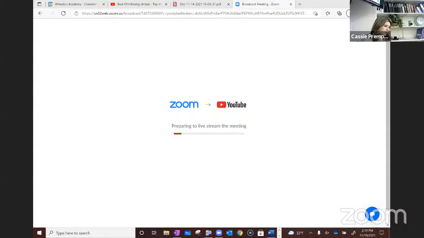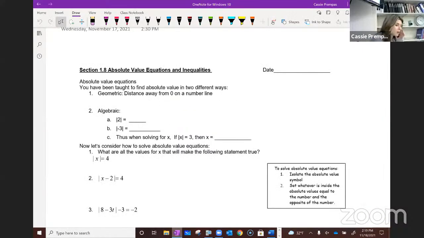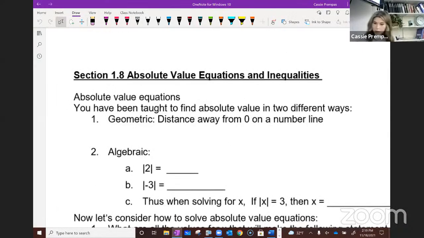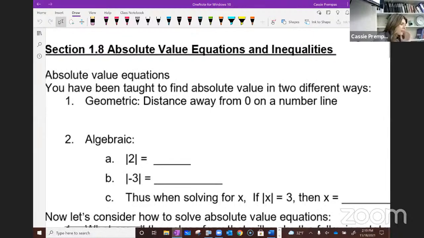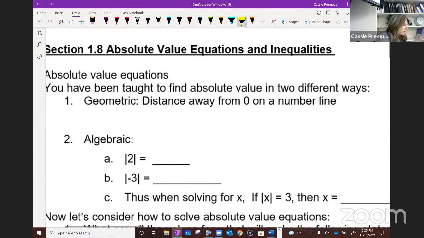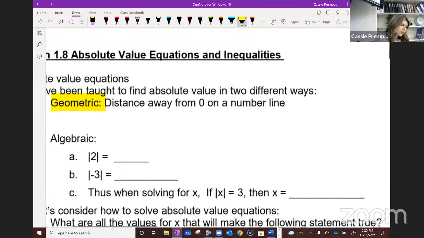Okay, so looking at what we're looking at today, we are looking at absolute value. And in order to understand this well, it'll probably be best to go back to the two different ways that you were probably taught absolute value. The first is the geometric definition, which is absolute value defined as the distance away from zero on a number line. For example, if I ask you, what is the absolute value of -4?